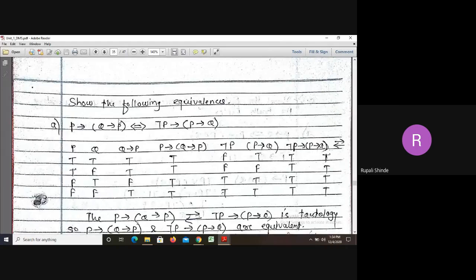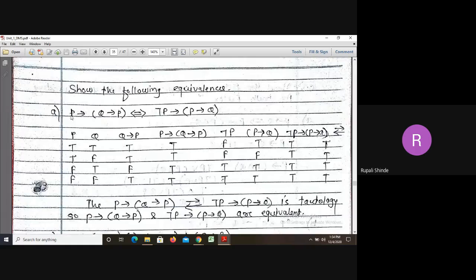Again, next one is given as show the following equivalences. So last lecture we have seen how to prove equivalence using truth table and without truth table. So if we have to use truth table, then we can take biconditional between both these statements. And if it is tautology, then we can say that both the formulas are equivalent. Just we are going to solve one example based on this. So P conditional Q conditional P, this is equivalent to negation of P conditional P conditional Q. So these are the two formulas and we have to prove equivalence between them.